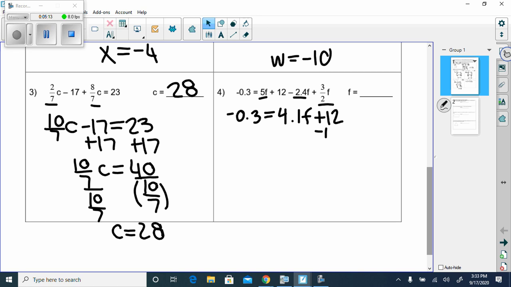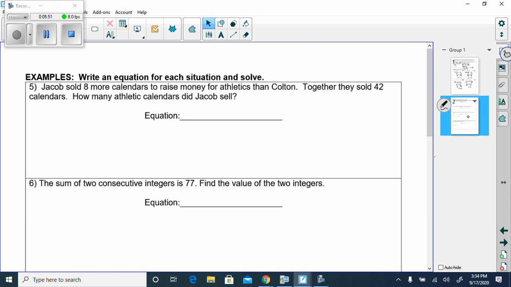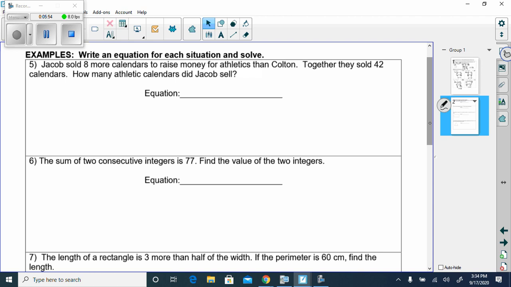Good. Okay. And when I subtract, what do I get over there? Okay. Good. Good job. So pretty easy when the equation's written out for us, right? Correct. So we flip it over on the back to give us some word problems, we're going to write the equation and solve.